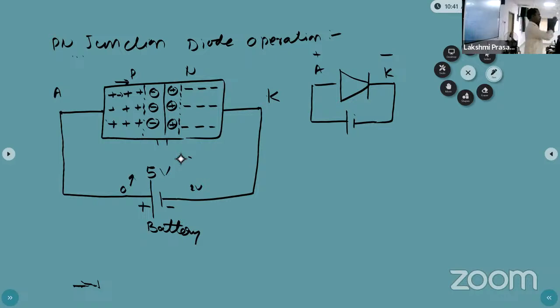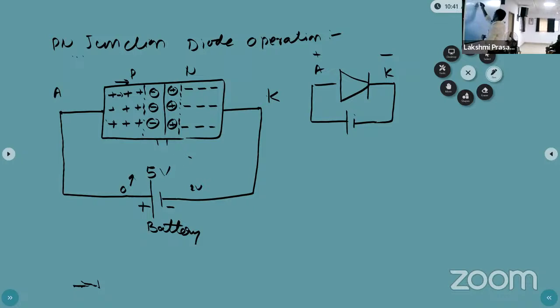Now we can increase the power supply. Now I apply 2 volts. Now I can increase the power supply again, and the junction width will decrease. Now I can increase to 3.5, and again it will decrease. You can apply more voltage, and the junction will disappear.